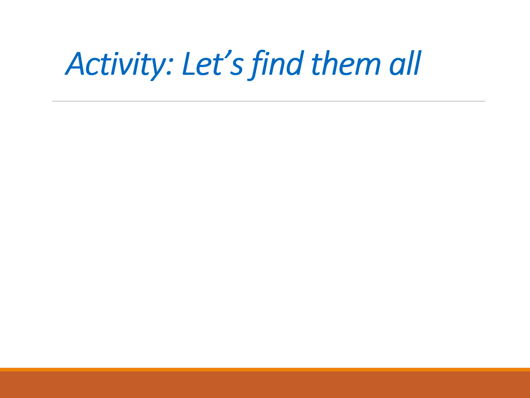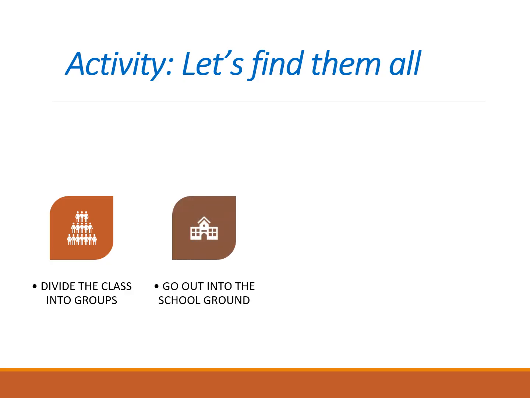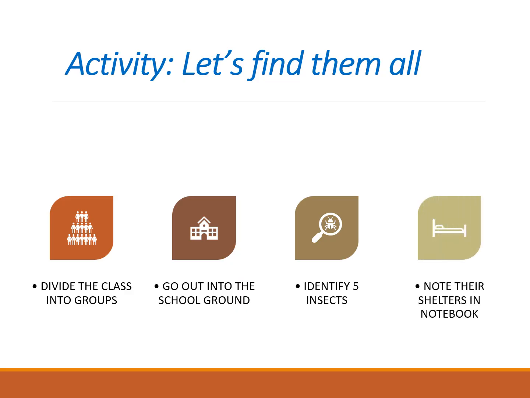Here in this video we can see another activity. Let's find them all. In this some segments are there. So the teacher divides the class into groups. The teacher asks the children to go out into the school ground, and then the teacher tells them to identify five insects. So note their shelters in the notebook. Like this, the teacher can ask the students.